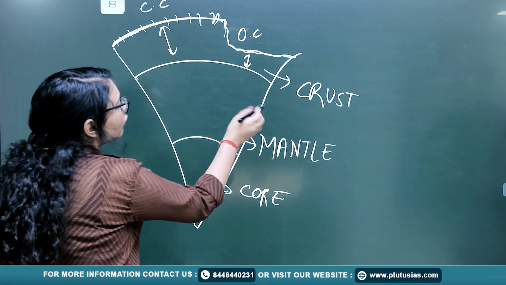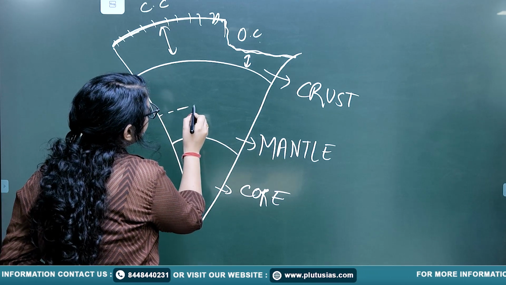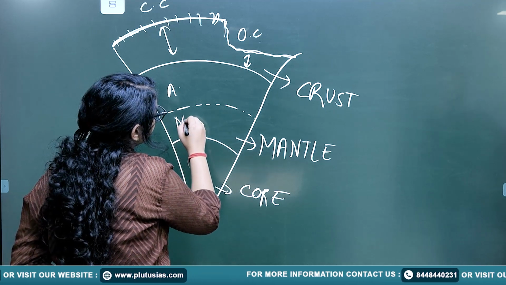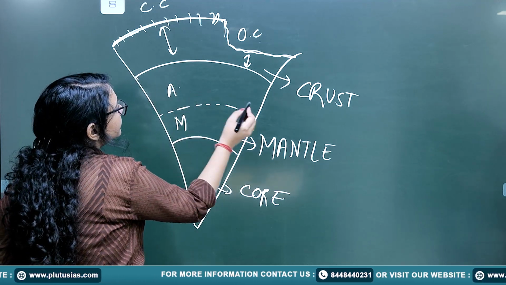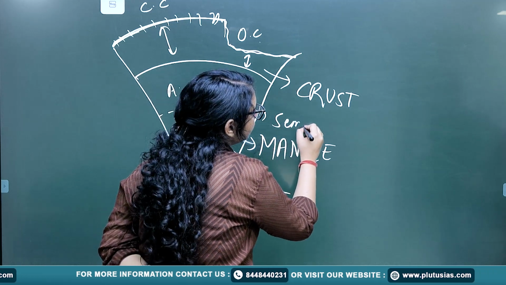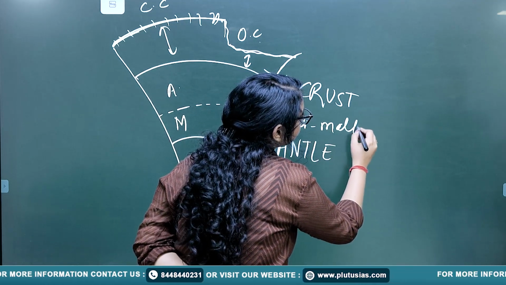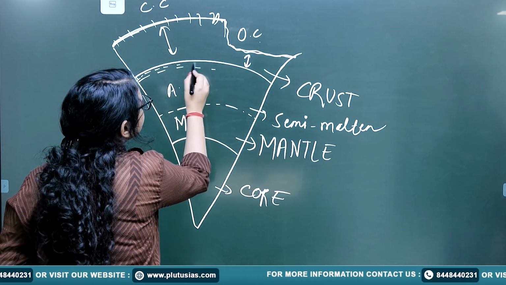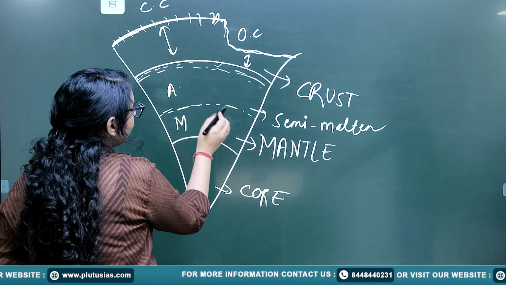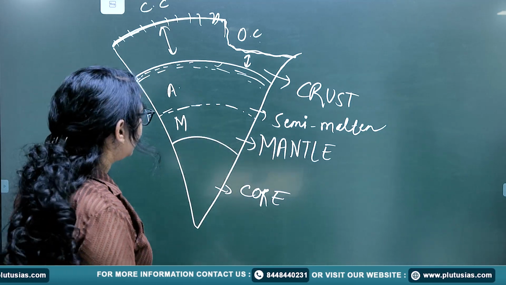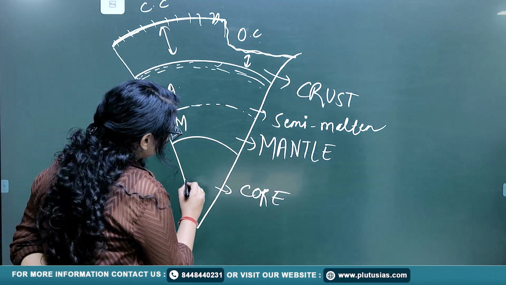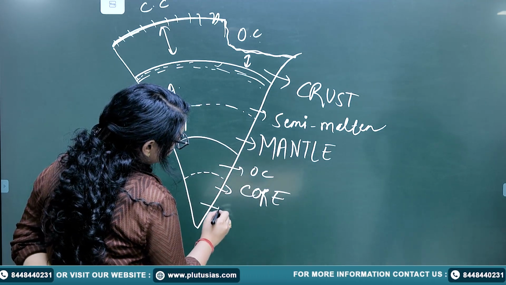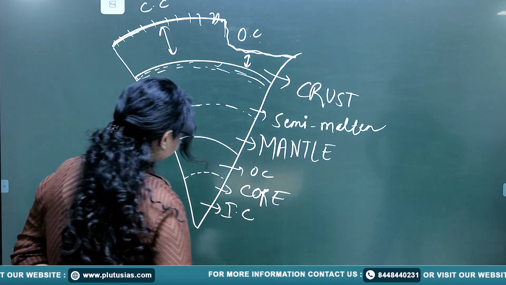And second part, if you go with mantle, then you have two parts. What are these two parts? First one, asthenosphere. Second one, mesosphere. This asthenosphere is semi-molten in nature. This layer is semi-molten, this asthenosphere. If you go with mesosphere, then it will be solid. If you go with core, then again you have two parts. This is outer core, and this one is inner core.